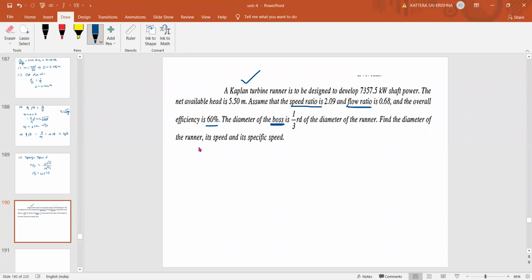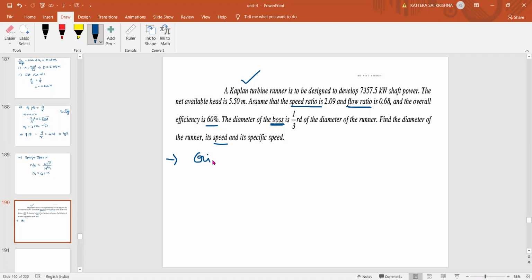So we need to find the D naught value and the speed N value as well as the specific speed NS. NS can be calculated only when we know power and speed. Specific speed is N root P over H to the power 5/4, so first we need the speed, then only we can find the specific speed. For a Kaplan turbine, it is very important to know what things are to be used. The discharge formula will be different for Kaplan turbine and for Francis and others. Remember that. First we'll write down the given data.